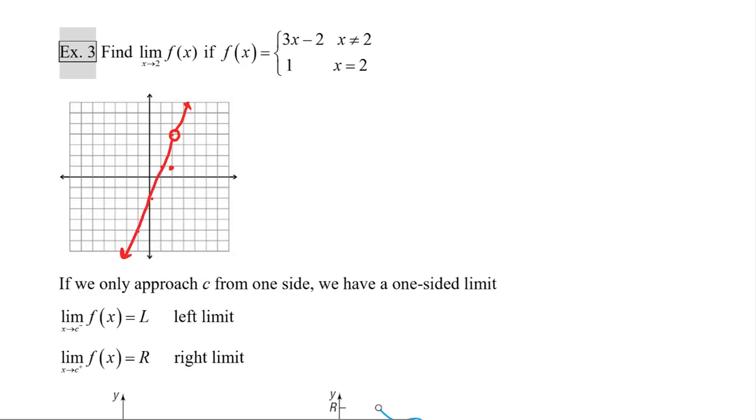finish drawing my graph. So if I was to find the limit as x approaches 2, I'm going to trace the graph as x approaches 2 from the left, and I'm approaching the y value of 4, and as x approaches 2 from the right, I am approaching the y value of 4. So the value of the limit of f of x as x approaches 2 is equal to 4.